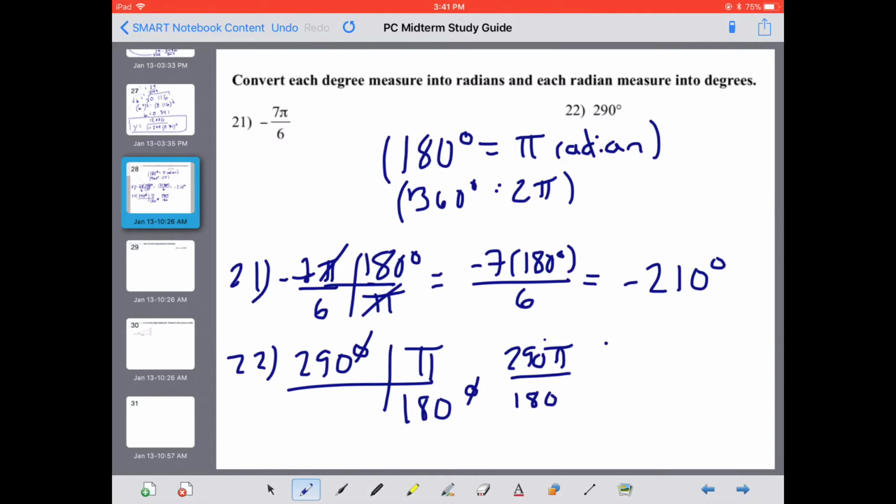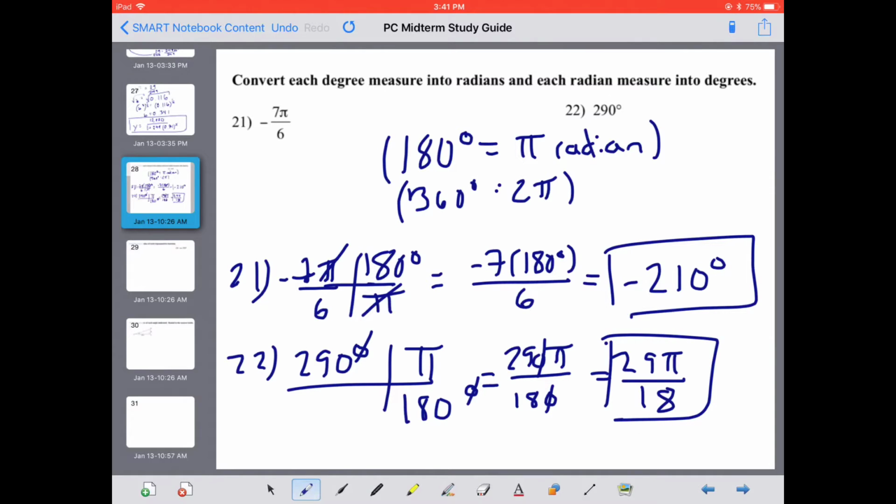Right away, I can cancel out the zeros. I can take a 10 out of both the top and the bottom. Now I need to see if there's any number that goes into both 29 and 18. When I think about this, 29 is prime, so there's no way to clean it up. So I have 29 pi over 18. That's the answer that would be correct on your test. That is what your answer will look like.